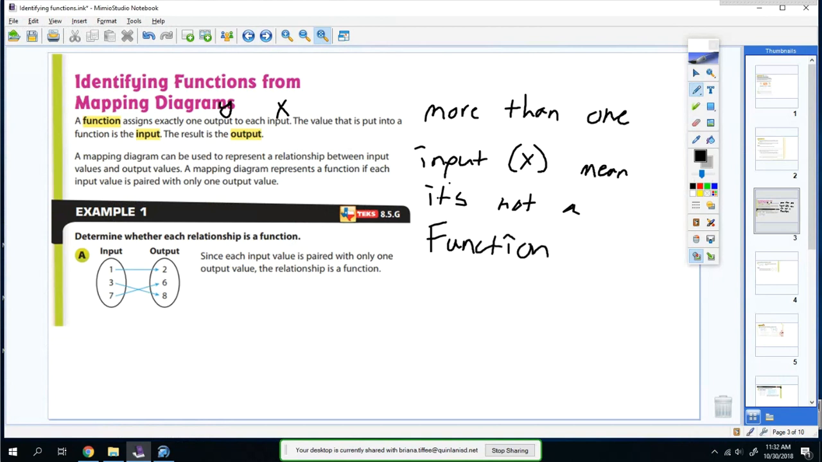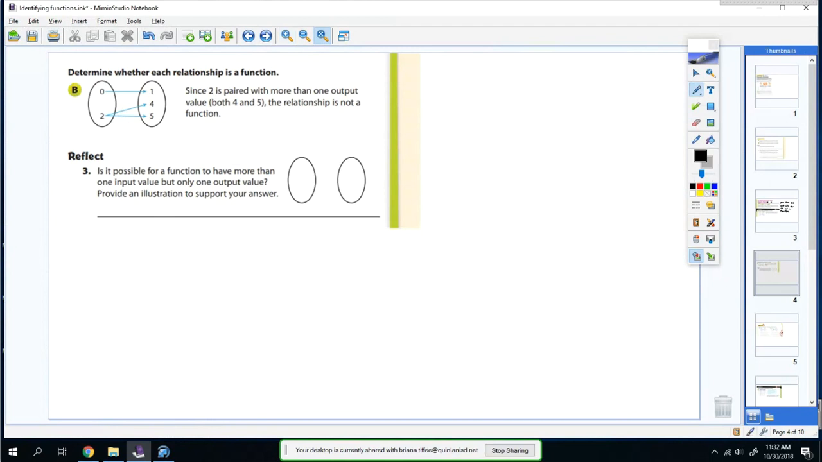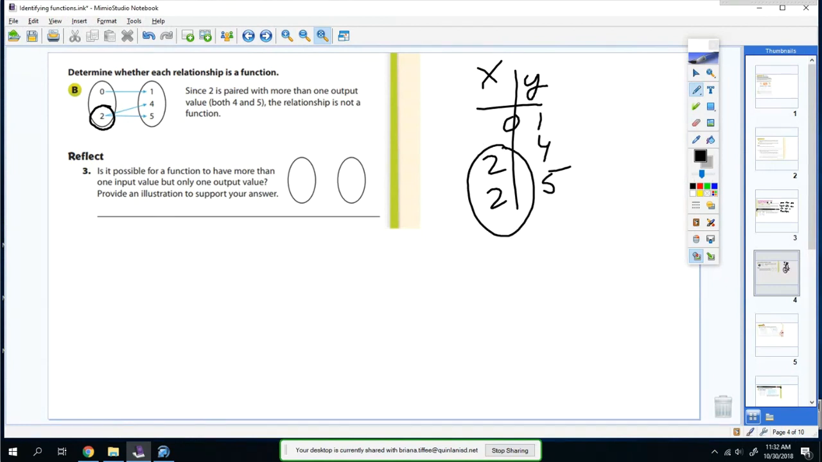So the first example is a function because 1 goes to 2, 3 to 8, 7 to 6. That's a function. Example B is not a function because you see how this input, there's 2 of them. And I would like to make a table of x, y: 0, 2, 2, 1, 4, 5. Since there's x's that both equal 2, then it's not a function.